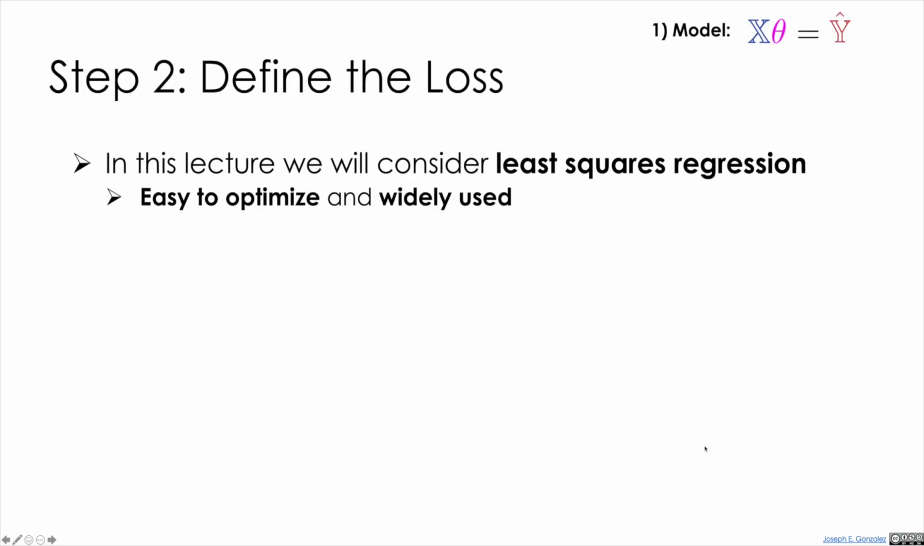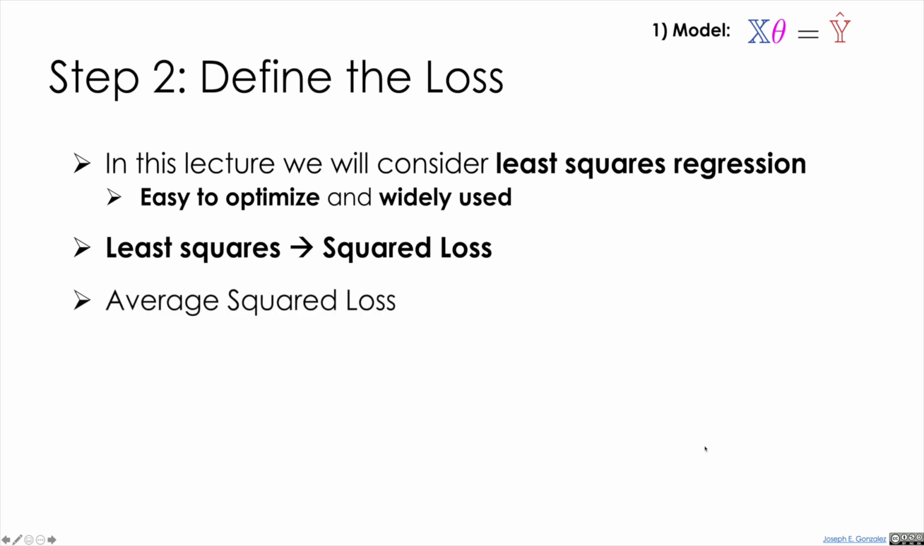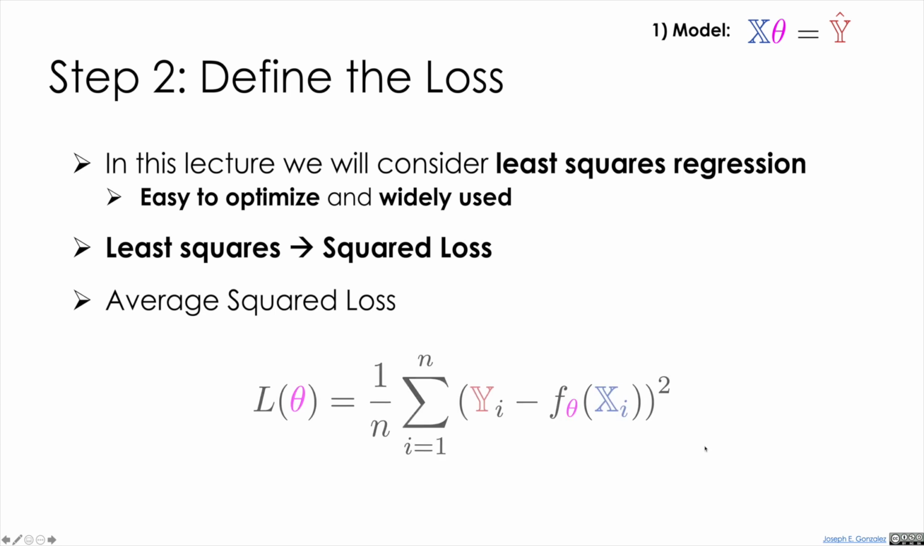In this lecture, we'll consider least squares regression because it's easy to optimize and widely used. Least squares regression implies the least squares loss, which is just a squared loss we've seen before. Particularly, we'll take the average squared loss over our data, which looks like this.